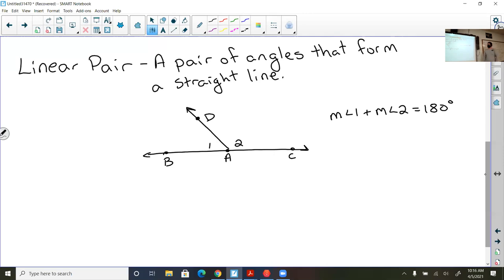This will be unique because, just like the problems we did, if I only gave you the measurement of angle one and angle two and said, by the way, they form a linear pair, I never told you what the sum of them was, but because they're a linear pair, we can assume it equals 180 degrees. So I'm going to start doing problems where I'm not giving you all the information, just black and white. Some of it is assumed.